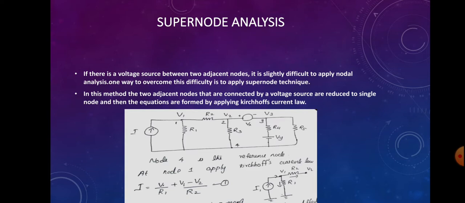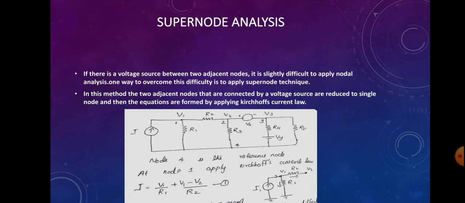We know that whenever a circuit has a larger number of current sources, it is better to apply nodal analysis compared to mesh analysis. And suppose the circuit contains a voltage source and a current source, and we are applying nodal analysis, and that voltage source is between two adjacent nodes, then it will be very difficult to apply node analysis. So we will use the supernode technique in that case.